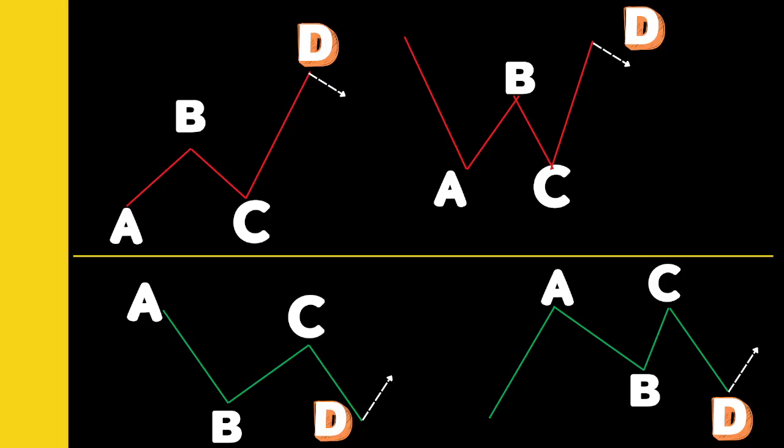Harmonic consists of four phases or four letters, and each high and each low is a letter. So in this case here, we have a low, we have the letter A, we have a high, we have B, we have a low, we have C, and then we have D. And always after the letter D, after the fourth phase of a harmonic pattern, usually price reverses. So as soon as you see D, it means that a reversal is about to happen.